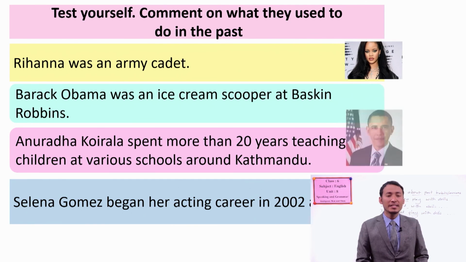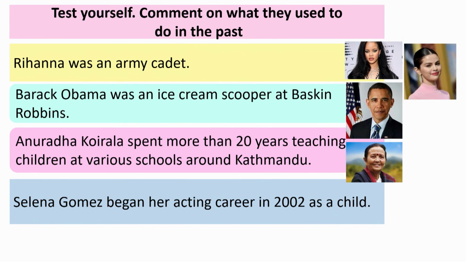And the last sentence, let's talk about Selena Gomez, another famous singer, I think you know her very well. She began her acting career in 2002 as a child. So you can use used to and talk about their childhood experience or their job. Okay, students, so let me help you. Rihanna used to be an army cadet. Obama used to be an ice cream scooper. Anuradha Koirala used to teach children at various schools. Selena Gomez used to do acting in 2002. Likewise, you can talk about someone's past experience and habit.